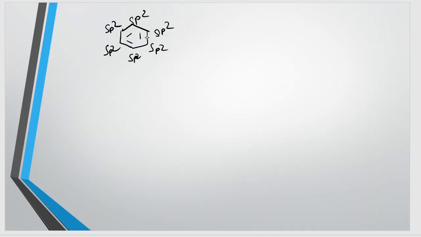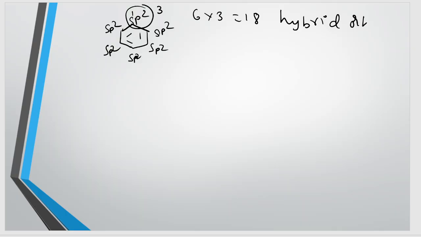How many hybrid orbitals are formed from one sp2? If a carbon atom undergoes sp2 hybridization, sp2 means s1 and p2, a total of 3 hybrid orbitals will be formed. How many such carbon atoms are there? 6, right? So 6 into 3 gives 18 hybrid orbitals. There are 18 hybrid orbitals in this particular structure.